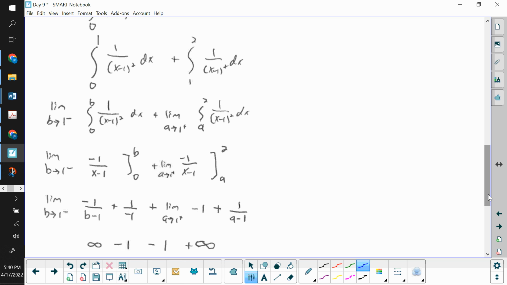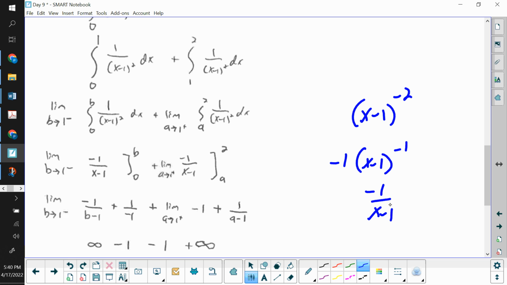We'll do b approaches 1 from the left. We'll do a approaches 1 from the right. This is really x minus 1 to the negative 2. Technically, there's a u substitution, but there wouldn't be any correction. So that's where I'm getting the negative 1 over x minus 1 from. Sub in your b's, your numbers, and your a's.